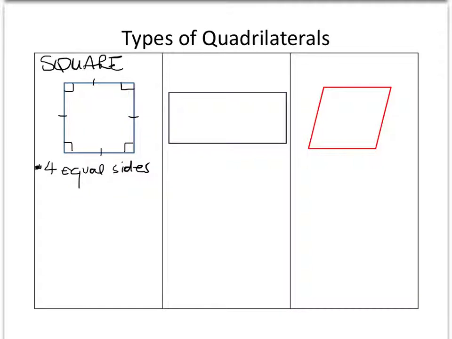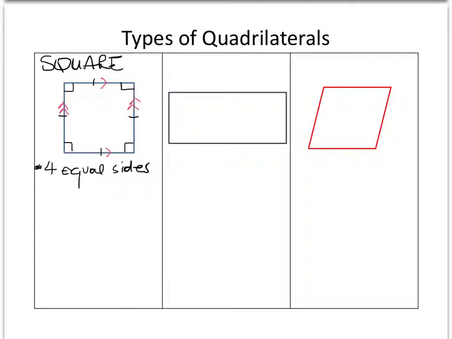A square also has two pairs of parallel sides. So we'd show this like this. That side is parallel to that side. We show that with the two arrows. And also the left side is parallel to the right side. So because I'm talking about two different parallel sides, I'm going to mark it with two arrows. Okay, so two sets of parallel sides.